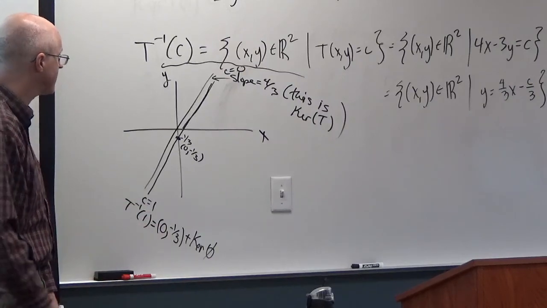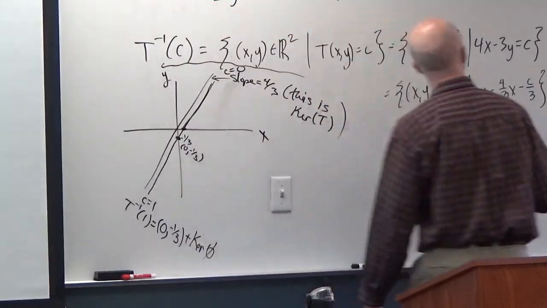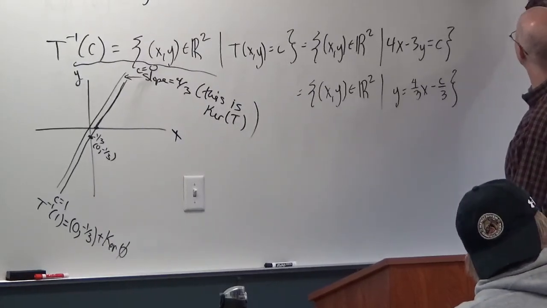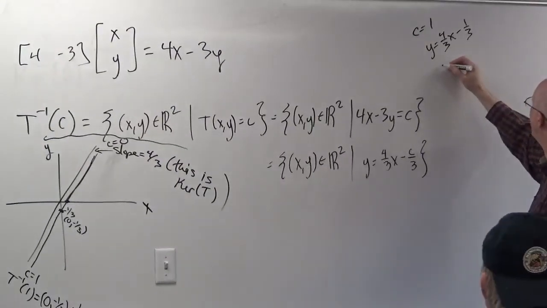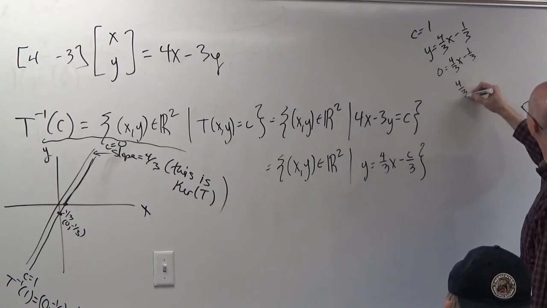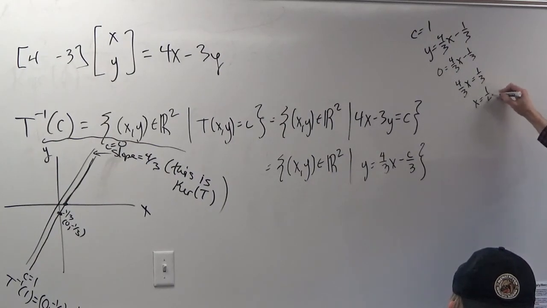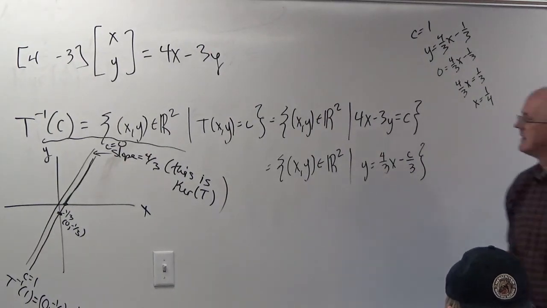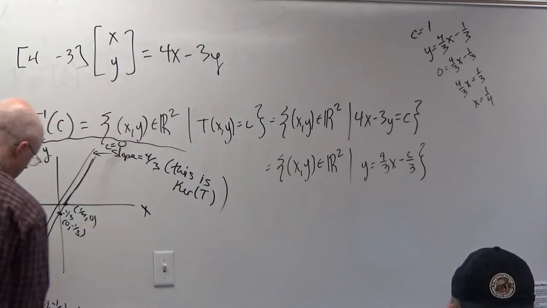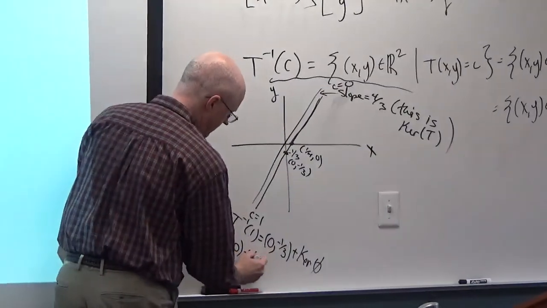It's not the only way you can represent it. What would be its x-intercept here? c is 1. The equation was y equals 4/3 x minus 1/3. What's the x-intercept of that? Set y equal to 0 and solve for x. 4/3 x will equal 1/3. Multiply both sides by 3/4. The x-intercept is 1/4. So this point right here has coordinates (1/4, 0). So you could also represent this left coset as (1/4, 0) plus the kernel.